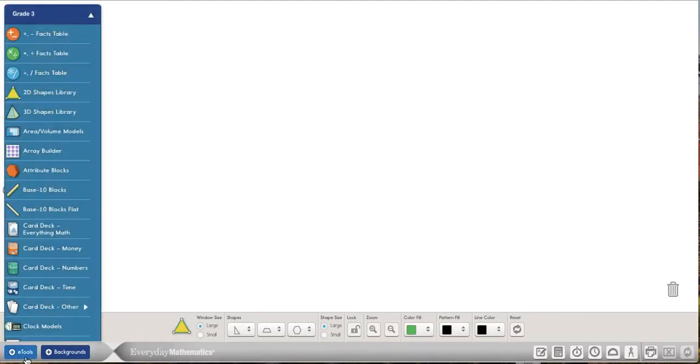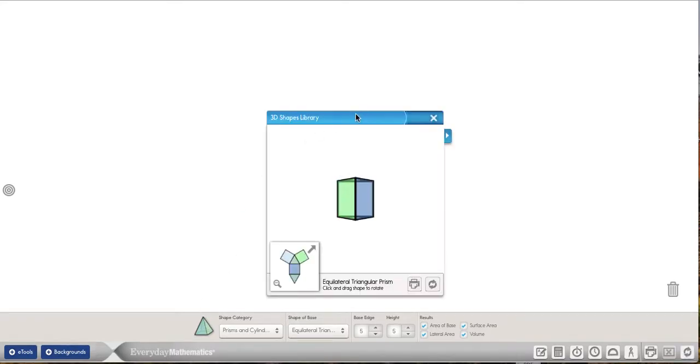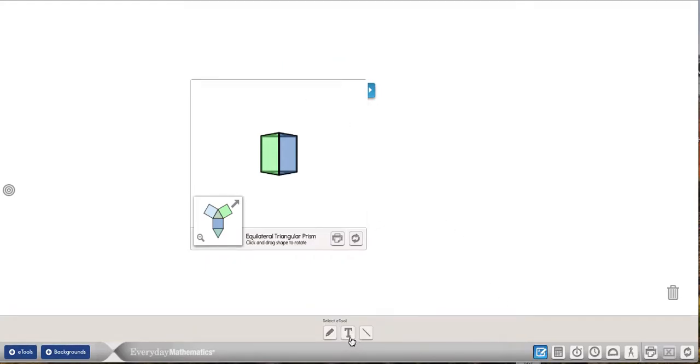Today we're going to talk about three-dimensional shapes. So I'm going to pull up my 3D shapes library. A three-dimensional shape is called a polyhedron. Instead of a polygon, it's a polyhedron. And today we're going to talk about a special type of polyhedron. Polyhedron means many faces.